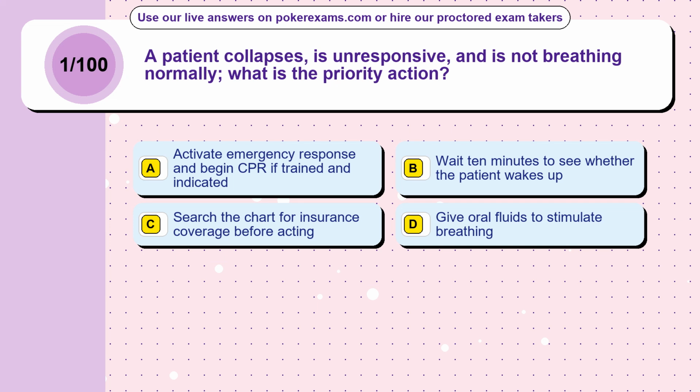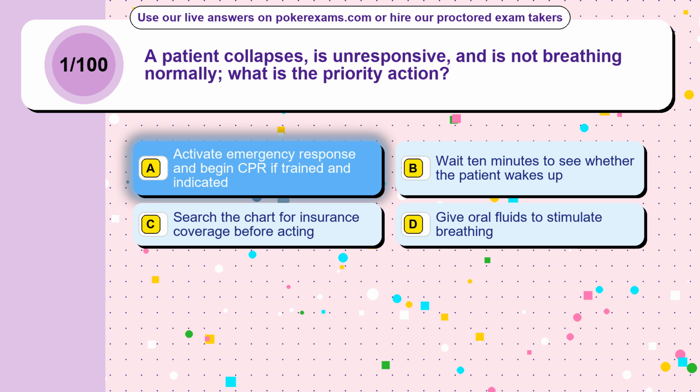Question 1. A patient collapses, is unresponsive, and is not breathing normally. What is the priority action? Option A. Activate emergency response and begin CPR if trained and indicated. Option B. Wait 10 minutes to see whether the patient wakes up. Option C. Search the chart for insurance coverage before acting. Option D. Give oral fluids to stimulate breathing.